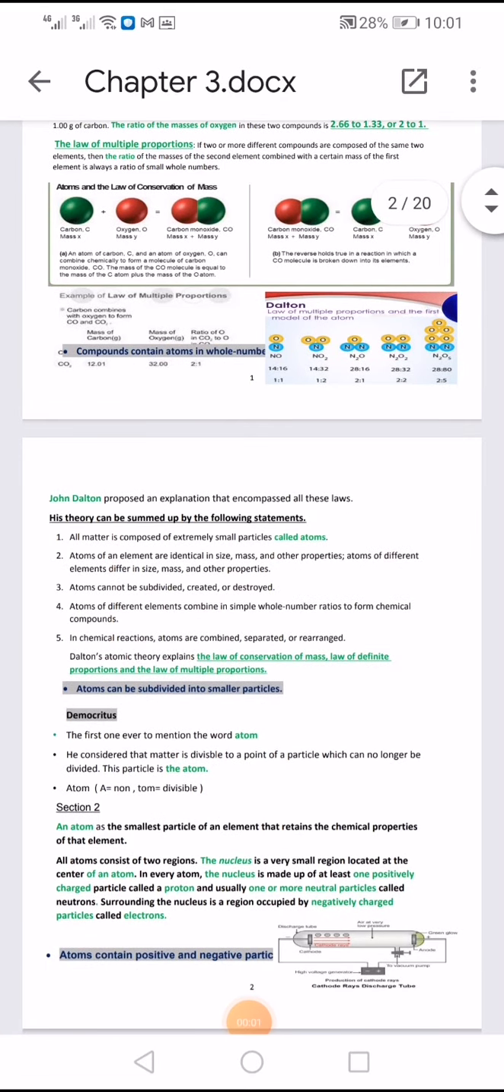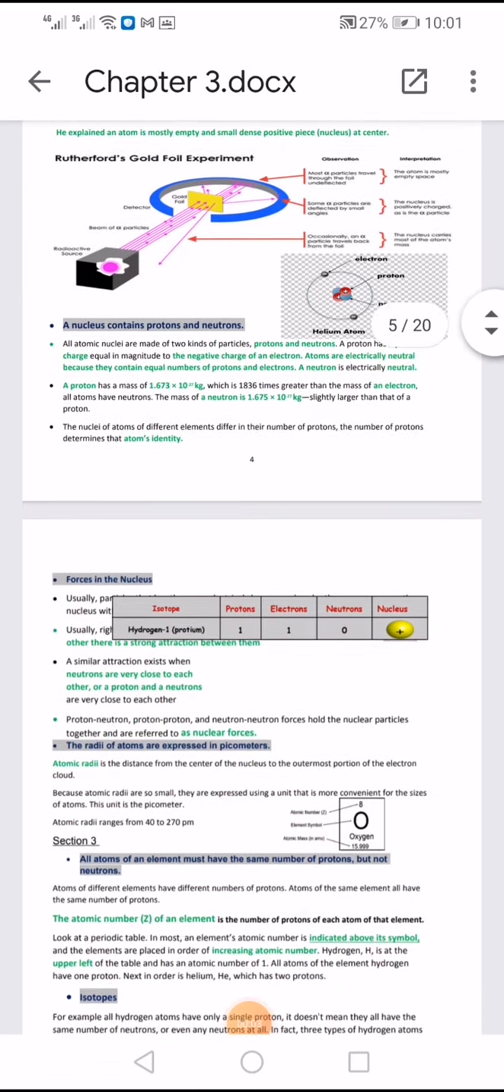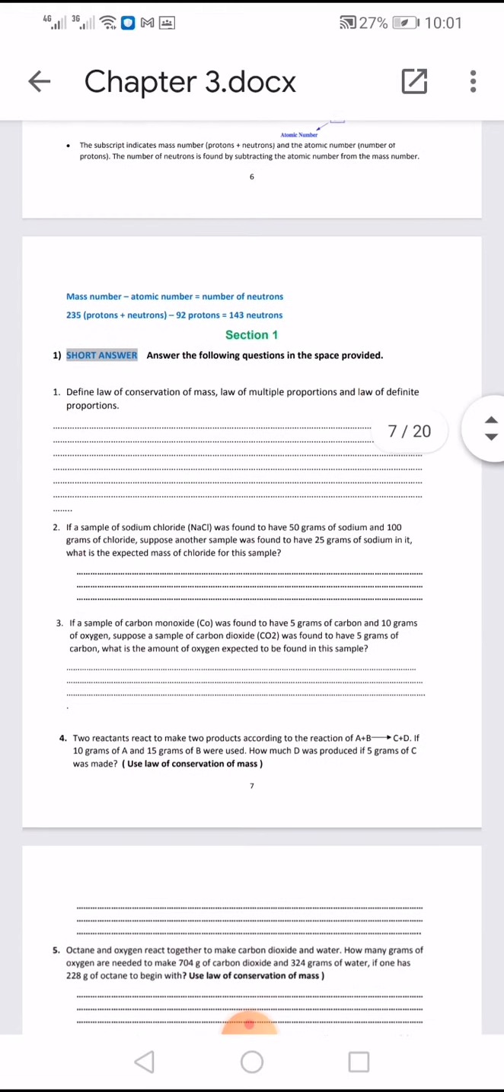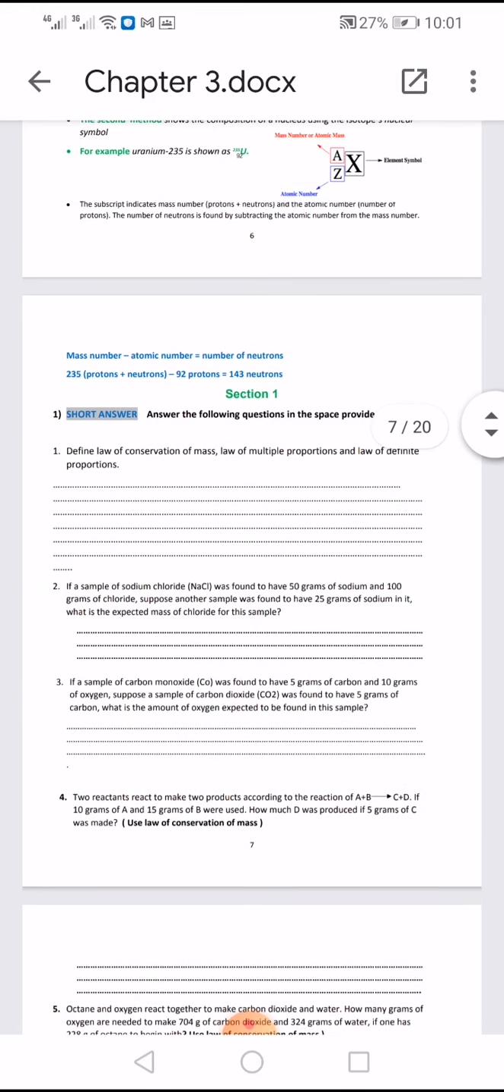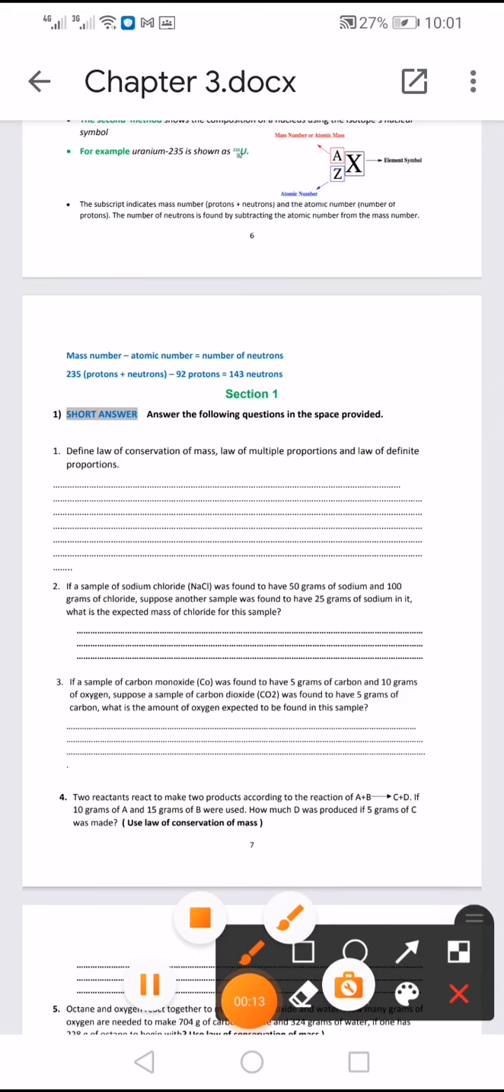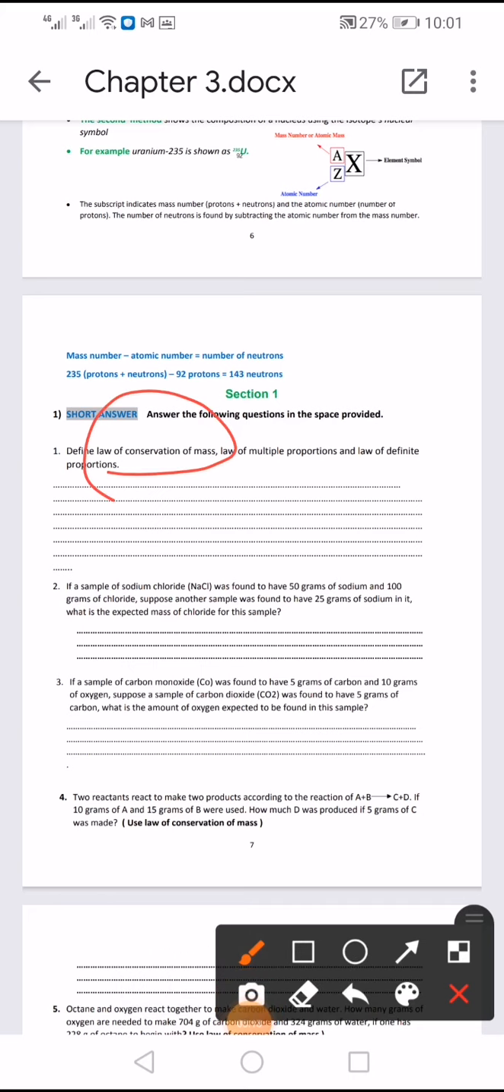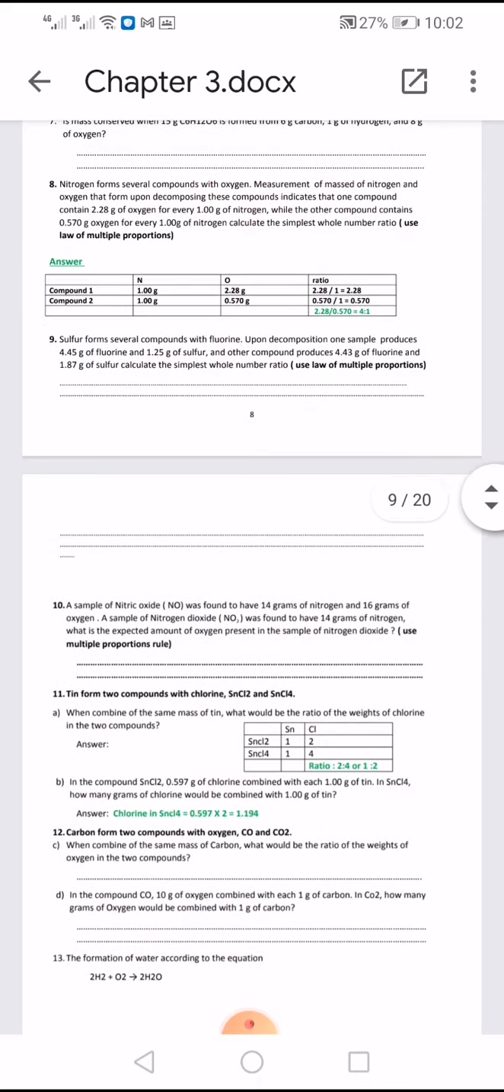So let's start revision. We have three laws: law of conservation of mass, law of multiple proportion, law of definite proportion. So what is the difference between the three laws? Look here.